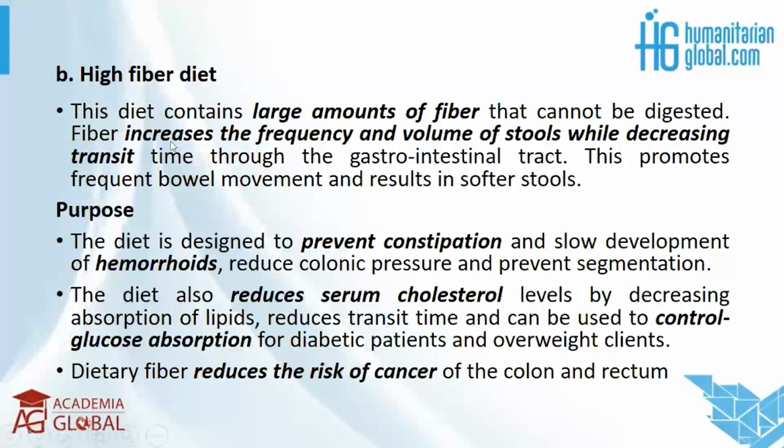Then high fiber foods. This diet contains large amounts of fiber that cannot be digested. Fiber increases the frequency and volume of stools. Some of the purposes are to prevent constipation and slow the development of hemorrhoids, reduce colonic pressure, prevent segmentation. This colonic pressure means pressure on the colon.